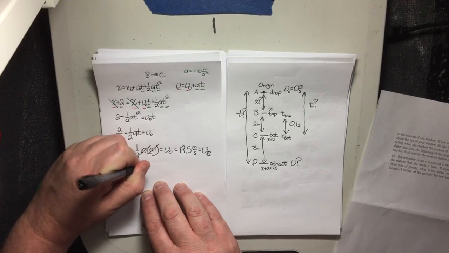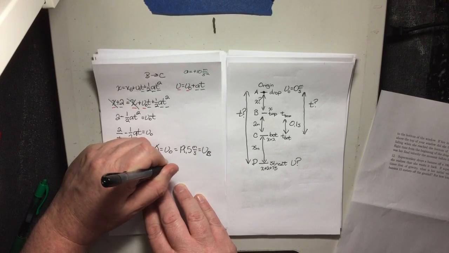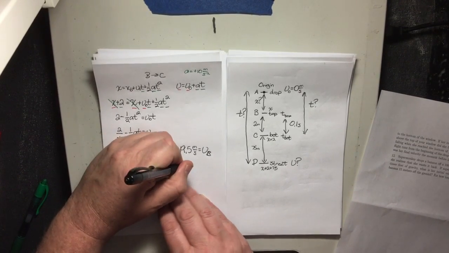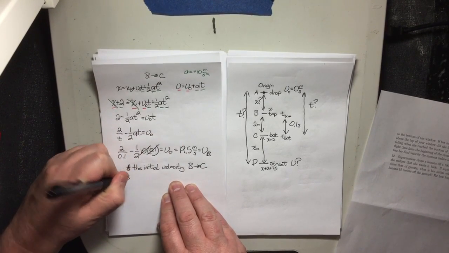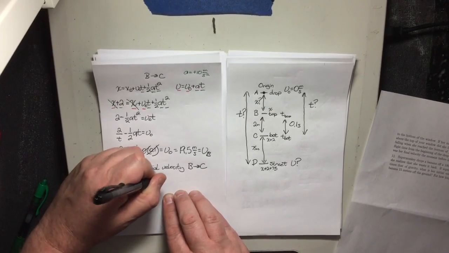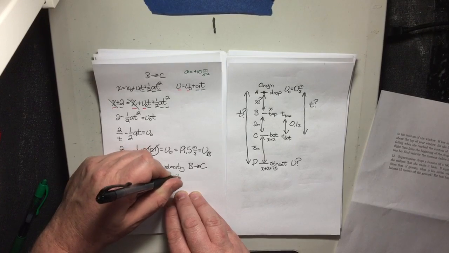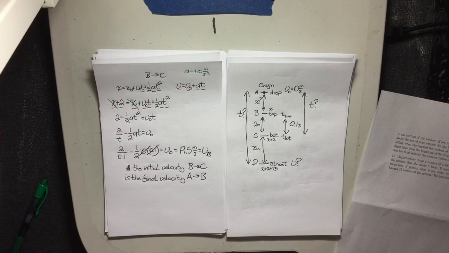The initial velocity from B to C is the final velocity from A to B. So the velocity at B when you're going from B to C is 19.5 meters per second.